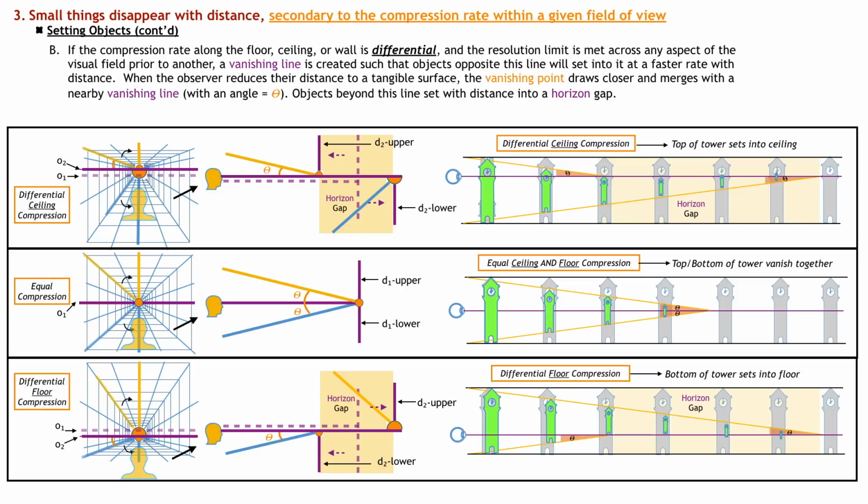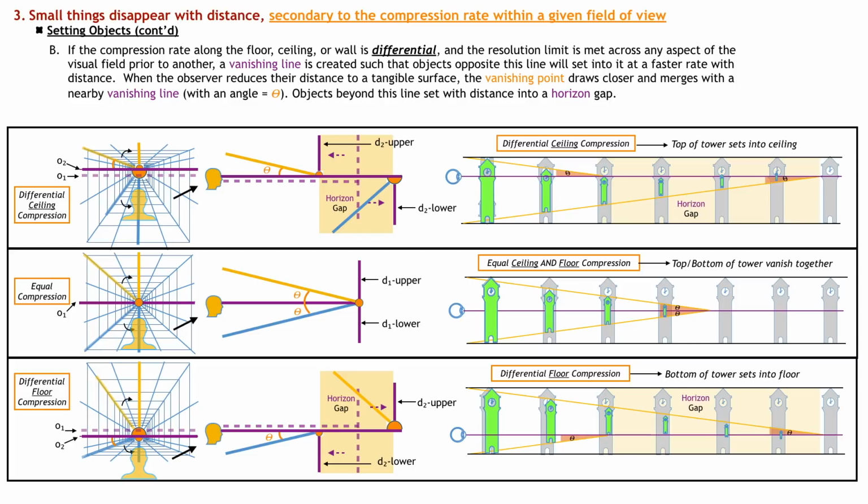So when the observer reduces their distance to a tangible surface, the vanishing point draws closer and merges with the nearby vanishing line with an angle of theta. Objects beyond this line set with distance into a horizon gap, and I'll explain this in detail as we go.